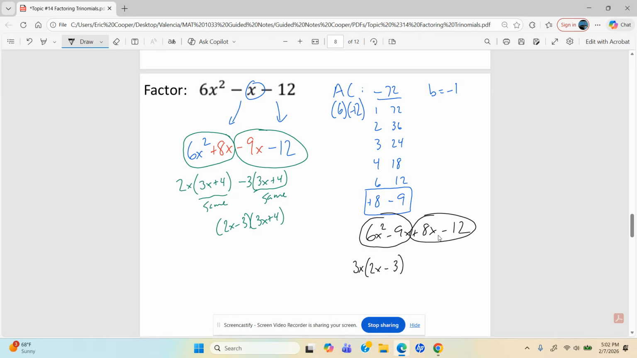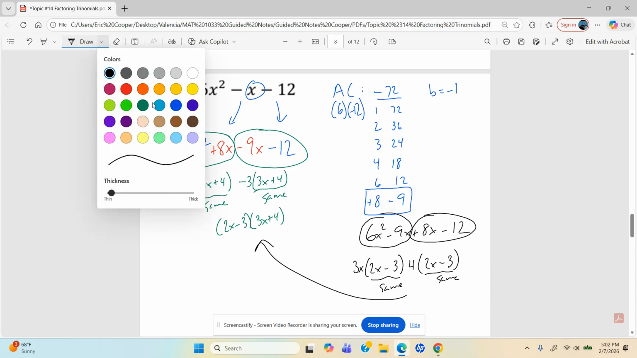8x and 12, what can I take out of 8 and 12? That would be a 4. 8x divided by 4 is 2x. Negative 12 divided by 4 is negative 3. Again, I get the same on the inside, and my answer should be exactly the same that I have here. So it does not matter which way you place the terms when you do the a times c part, as long as they take over the middle term as you're doing it.